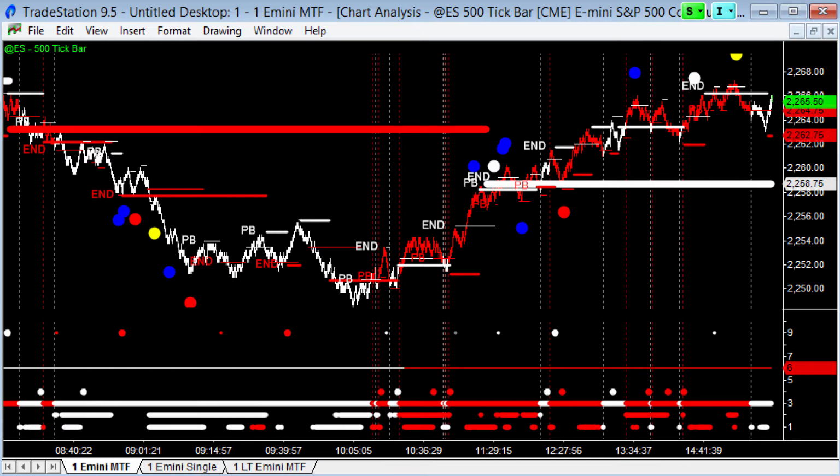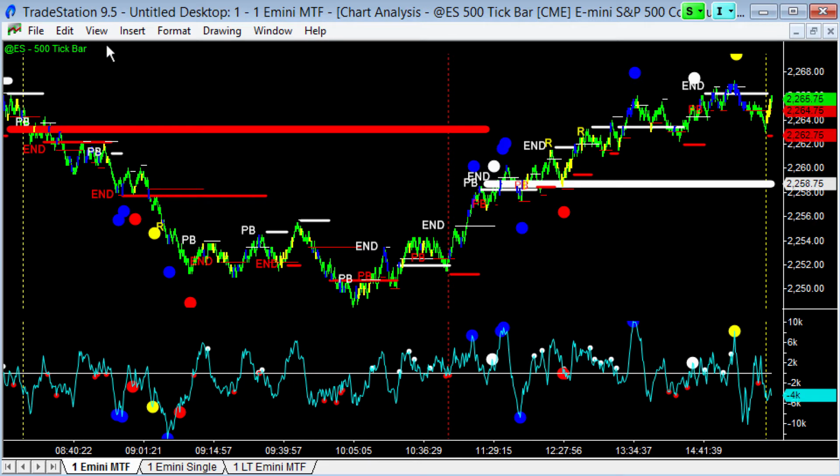What can you do? Okay, let's talk about today's market. Beautiful reversal day. This is the 500 tip bar chart using the multiple time frames. I just want to talk about three things on this chart. I mean, two of these come up again and again.